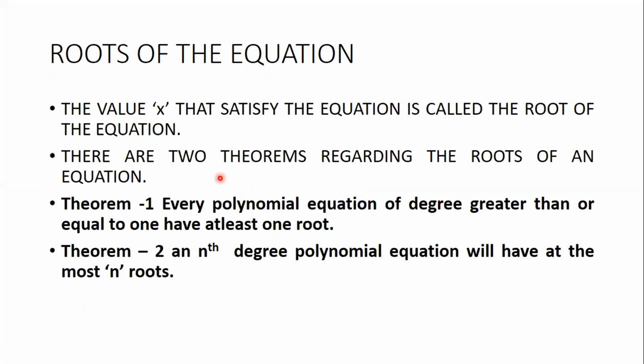Any equation will have at least one root. So any equation with one variable, so minimum is one variable. So at least x we will be able to find in an equation. Okay, the highest number of roots that an equation can have will be the number of unknowns that the equation has.